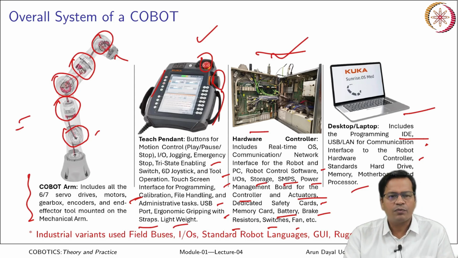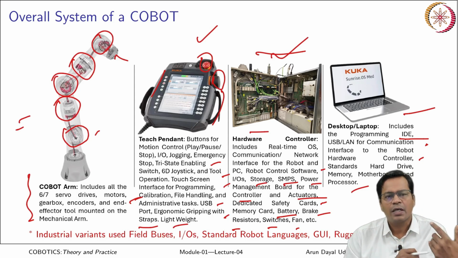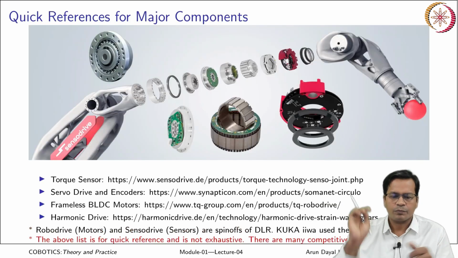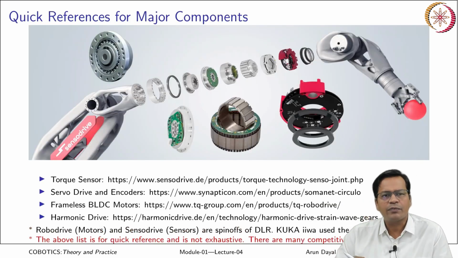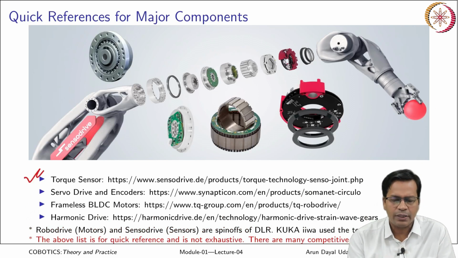Industrial variants use field buses for safe and faster communication, input and output. Standard robot languages are there, a GUI, and the platform is very much rugged. So this is a quick reference to what I have discussed. It has links for the torque sensor, that is the sensor drive link that I have mentioned here. This is not an exhaustive list, you should not just go by this, you can search the internet and find many such drives and torque sensors.